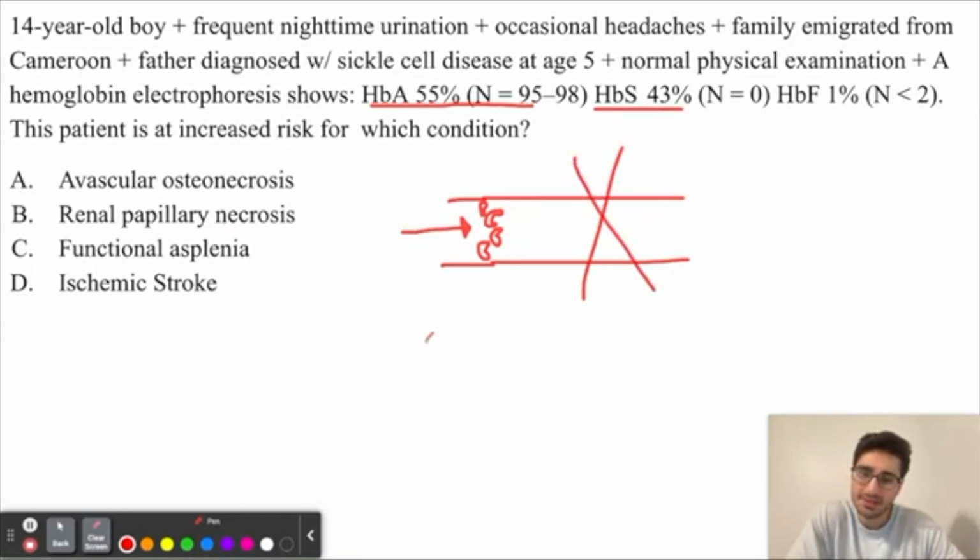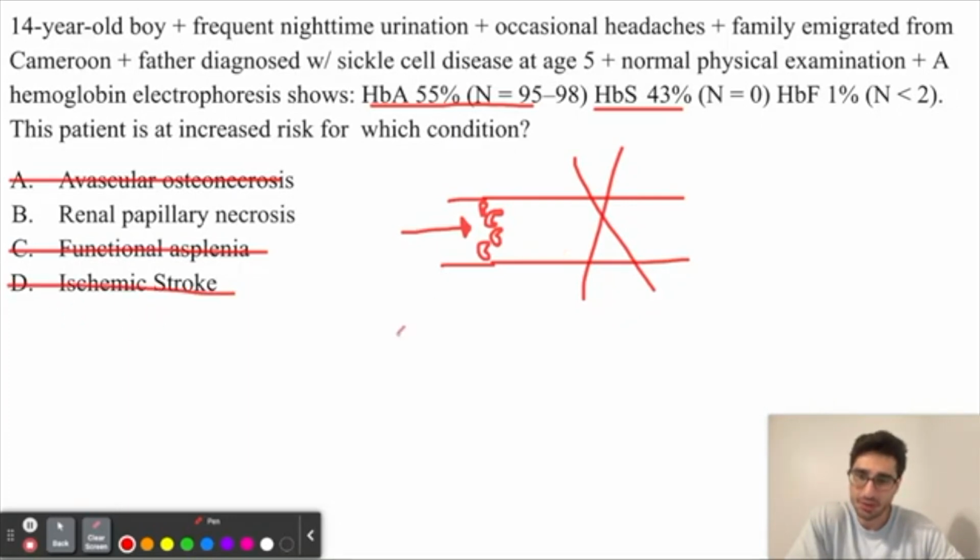Now, because in sickle cell disease, most of the red blood cells have this sickling shape to it, they're going to be at a higher risk for developing severe conditions like avascular osteonecrosis, which is going to be answer choice A. They can have splenic infarcts that can result in functional asplenia by the age of 5, as well as being at a higher risk for developing ischemic stroke.